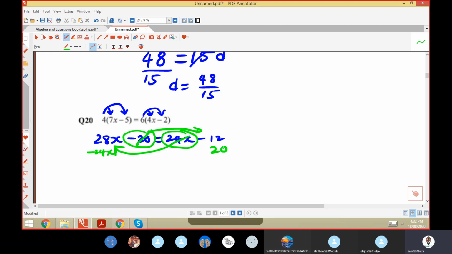And then, of course, 28x minus 24x, and then minus 12. What should it be? Minus 20? Yeah, good. Equals, keep it in line, equals. What is minus 12 plus 20? Negative 12 plus 20. 8. Good job. And then what's 28x take away 24x?